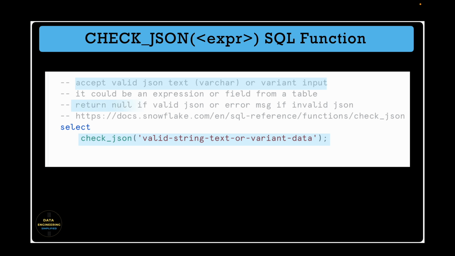If the input string is a valid JSON document, the output is null, meaning it is a valid JSON object. If the input cannot be translated to a valid JSON value, the output string contains the error message. This is an interesting function which can help you in many ways during your development or while building data pipelines with JSON datasets. So let's see them in action.